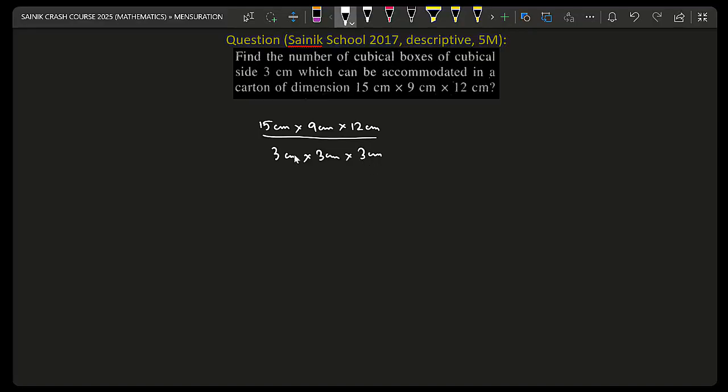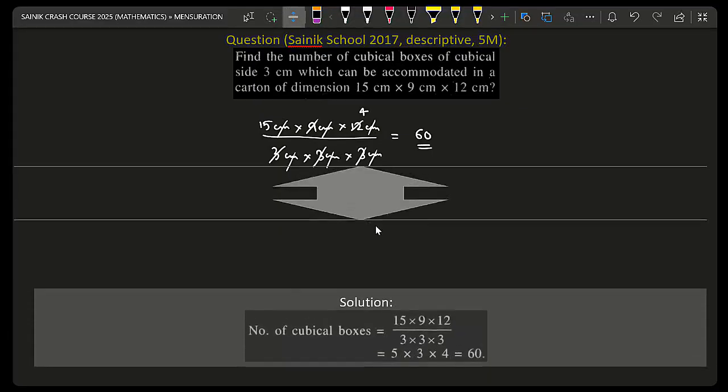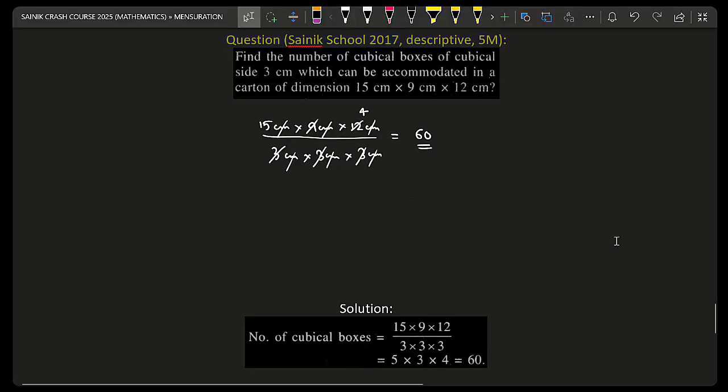Yes, sir. Then cut the units. Now you can simplify to get the answer. Sir, 3 fours are 12. Next, 3 threes are 9. This 9, this 9 cancel. So the answer? Sir, 60. Yes, how many boxes can we accommodate? 60. Okay. Yes, Neeraj, you can mute now. So this is 60.